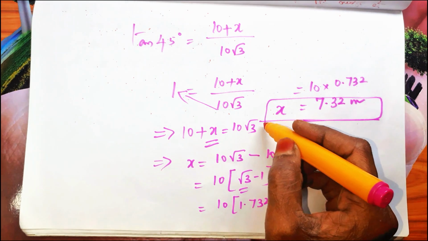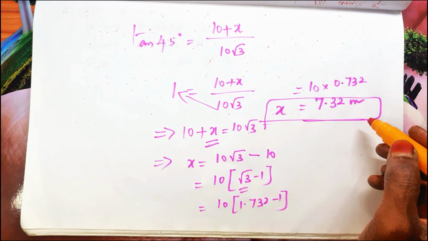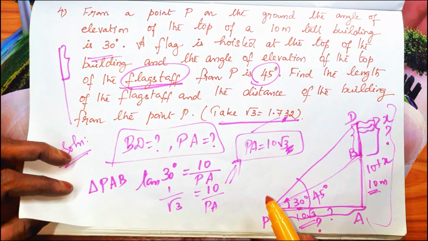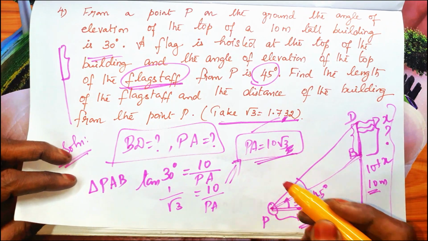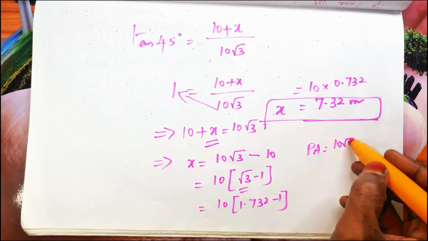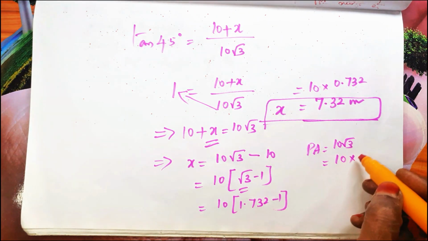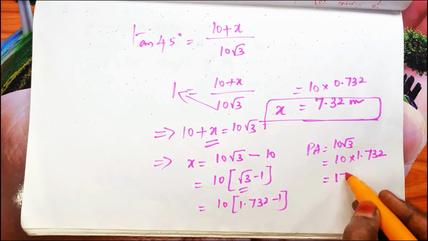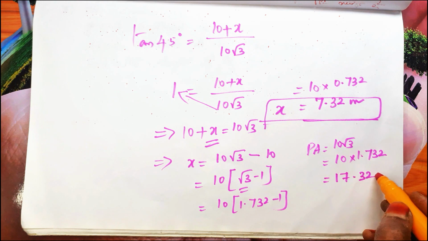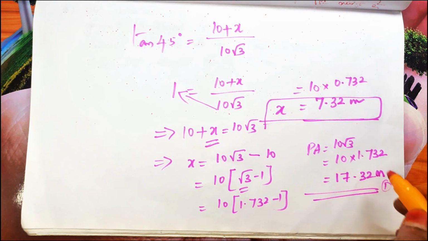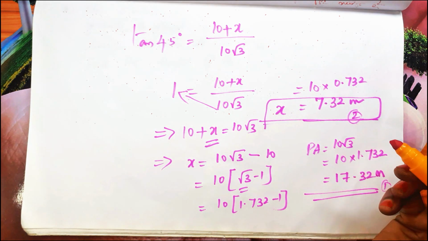Okay, the flagstaff is at the height 7.3 meter, and the building is at the distance 10 root 3. So PA is equal to 10 root 3, which is equal to 10 into 1.732, which is equal to 17.32 meters. So these are the answers: the first answer and this is the second answer. Is it clear?